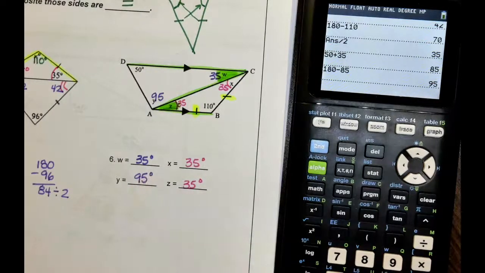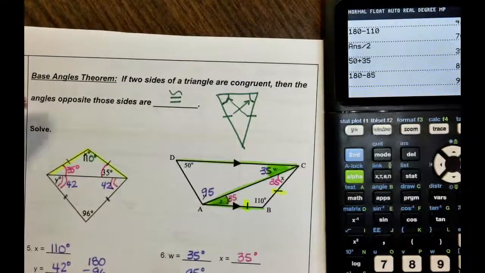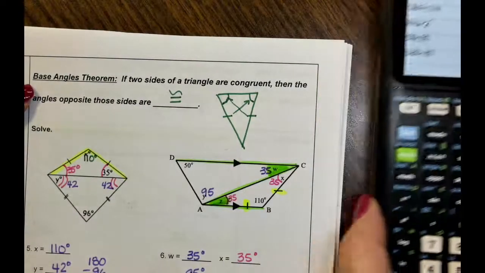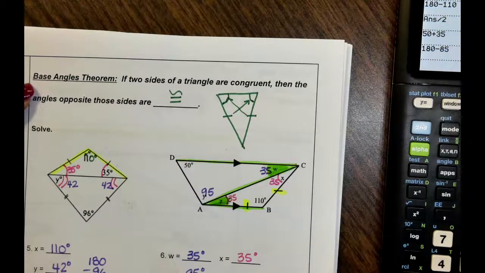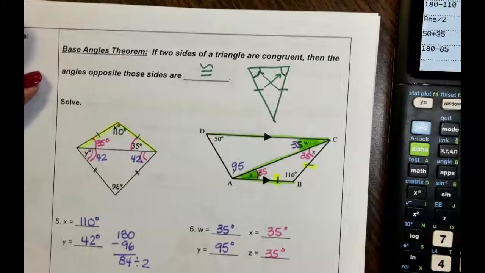Again, it's always a good idea to label your picture as you go, write it down, because then it will trigger the next thing and help you to know what to do next. The sum of the interior angles of a triangle adds up to 180 degrees. And anytime you're dealing with isosceles triangles, don't forget that your base angles, which are your angles opposite your two congruent sides, are congruent to each other. And that will help us to know how to solve for the missing angles.